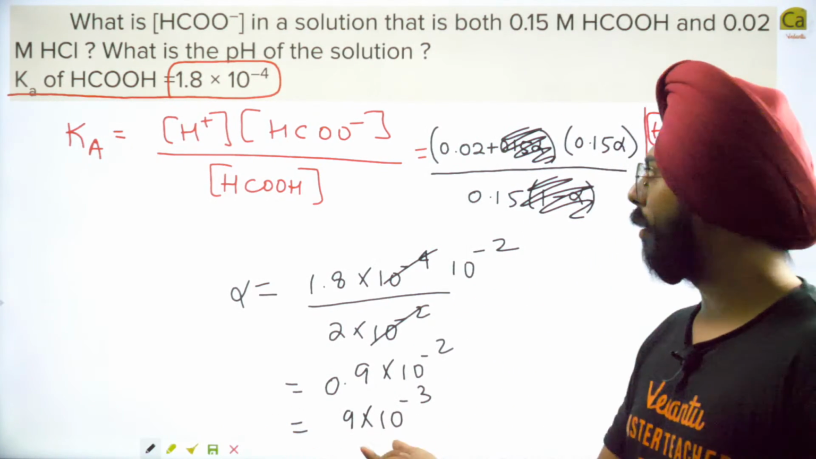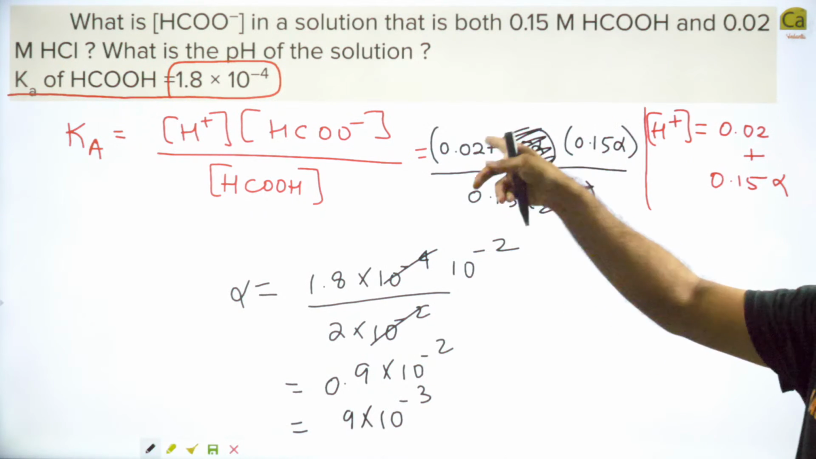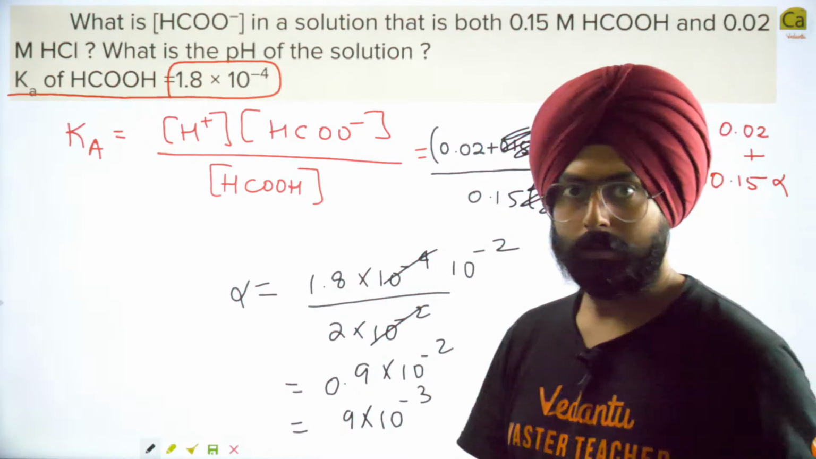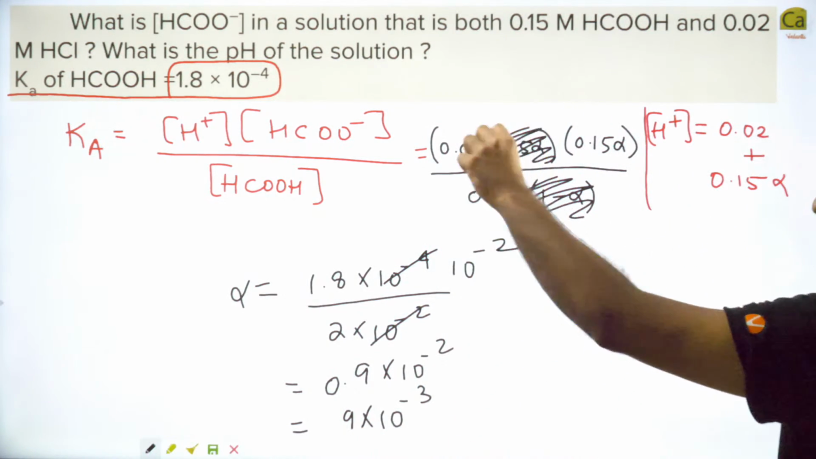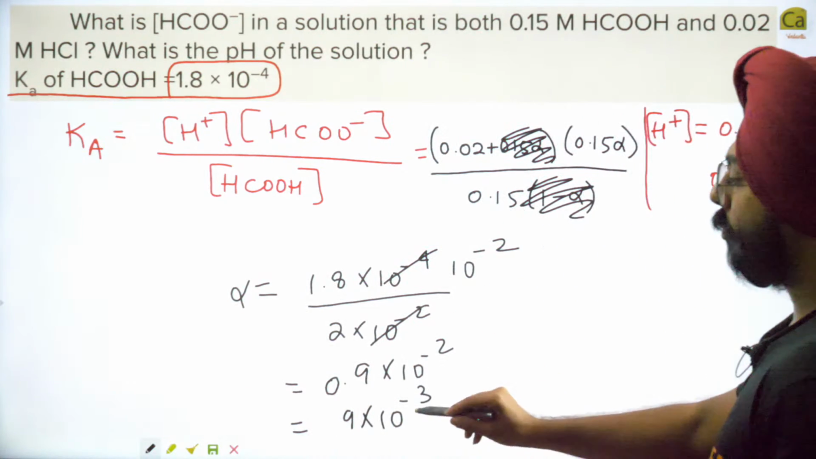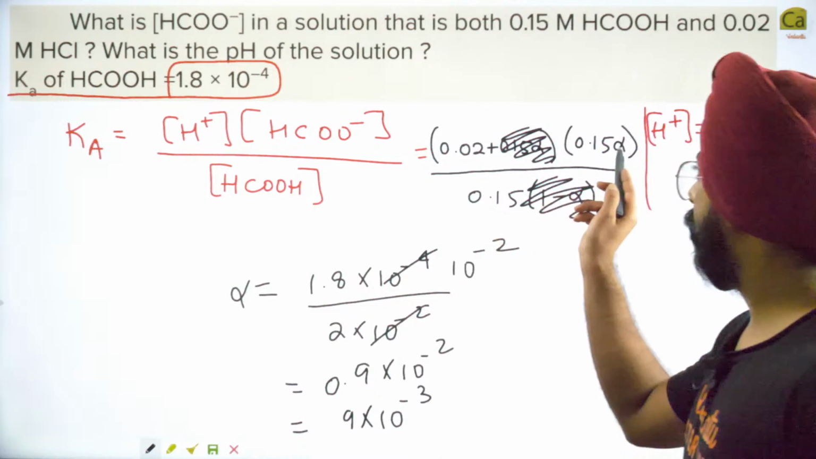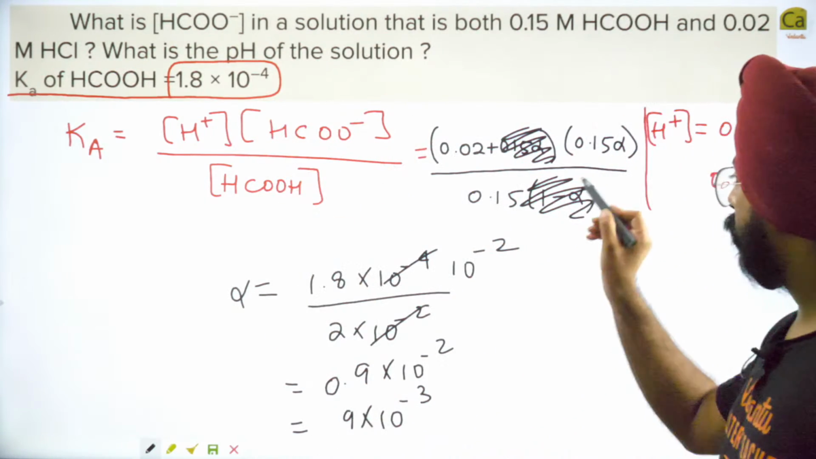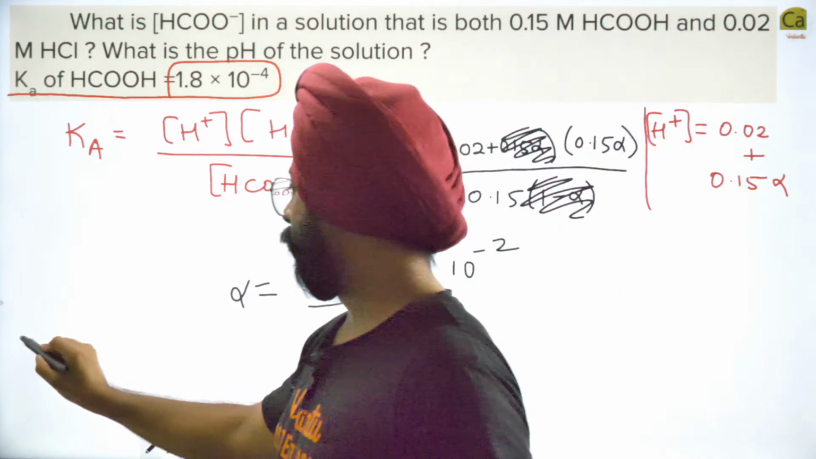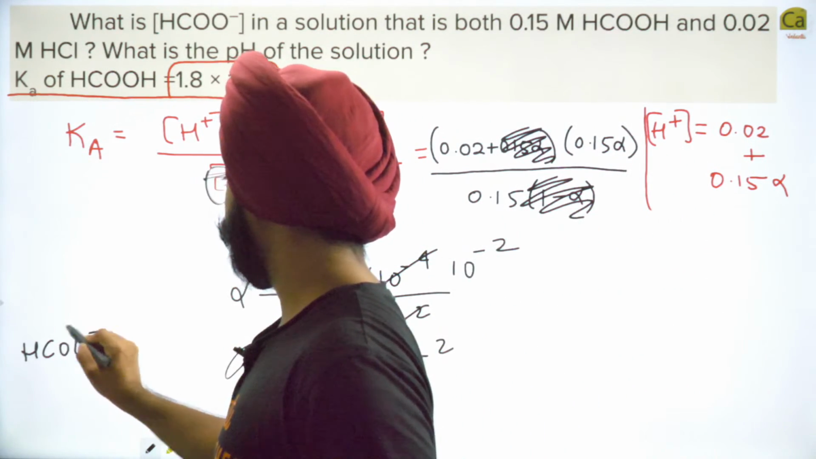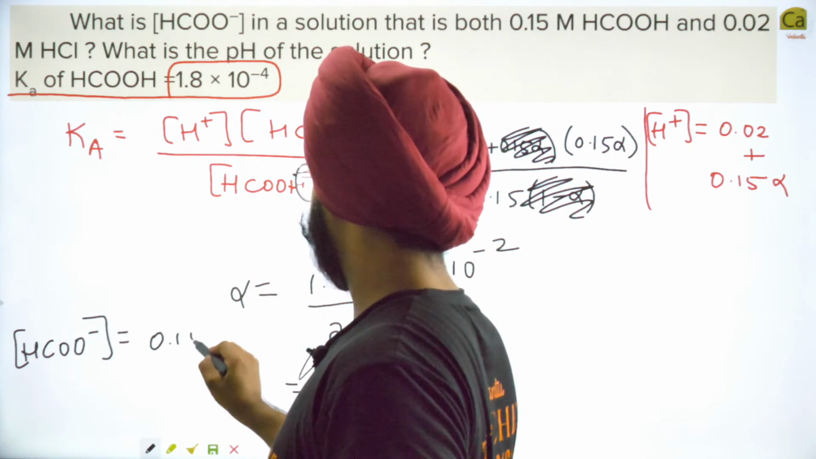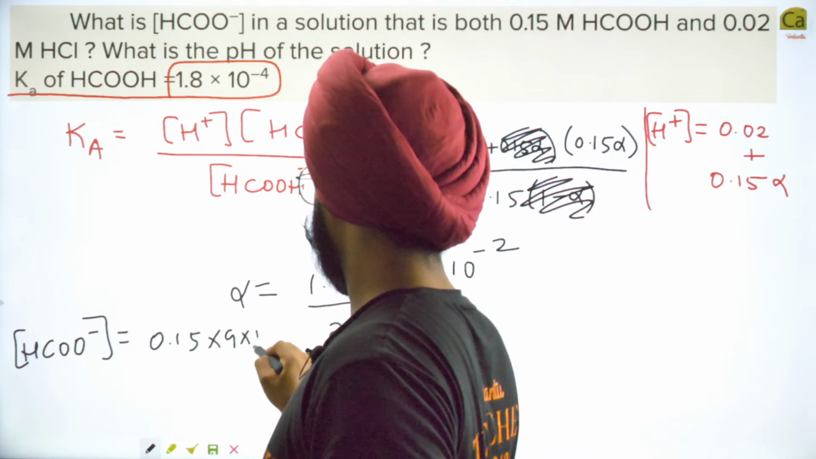Since it's a very small number, this part can also be neglected compared to 0.02. So since the answer comes out to be very small, this assumption is a good, valid assumption. So you can multiply this alpha with 0.15 to get the concentration of HCOO negative. So the HCOO negative concentration, which is asked in the question, is simply equal to 0.15 into 9 into 10 to the power minus 3.